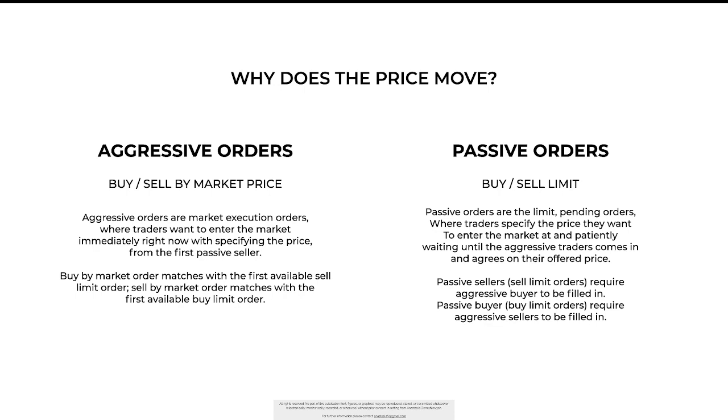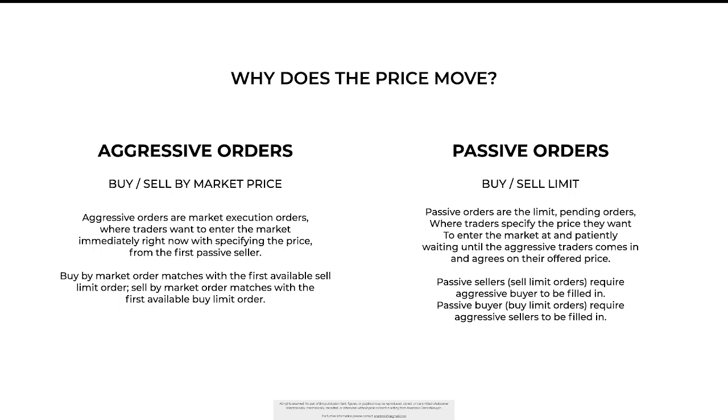And now the short explanation about this, because I still want to introduce this concept today, is because of the aggressive and passive orders. We have 2 types of orders in the market: aggressive on the left side of our screen, and passive on the right side of our screen. Now, aggressive orders are, as you probably already read, buy by market and sell by market orders.